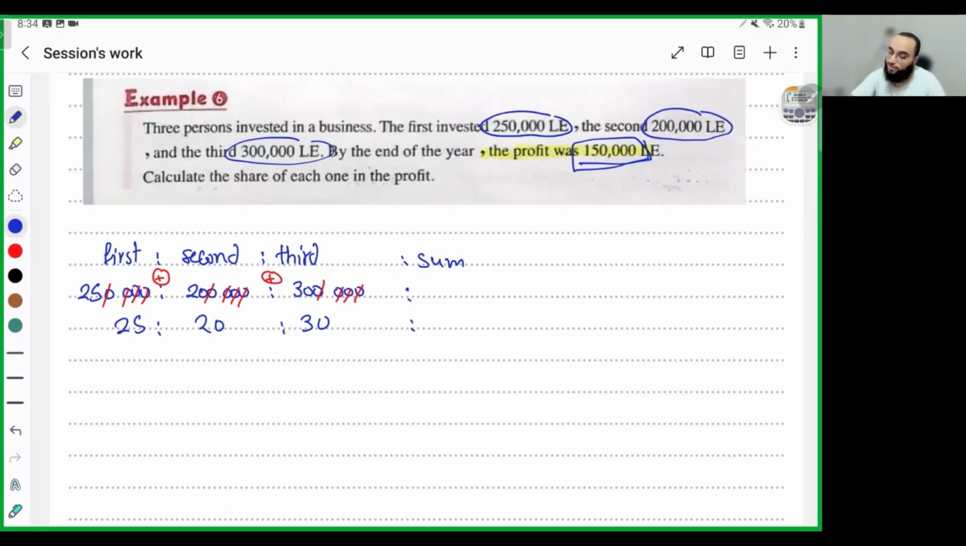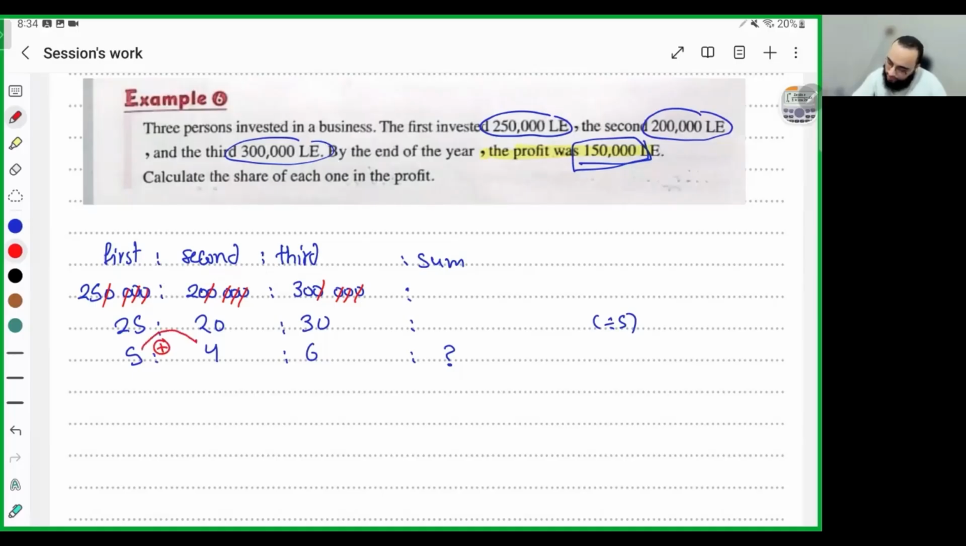Also, you can simplify again. Divide by 5: 5 divided by 5, 4 divided by 5, 6. If you didn't do the simplifying, it's correct also. Okay? So the sum of these numbers, the sum here, 9 and 6 is 15.